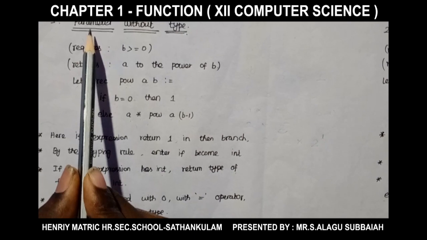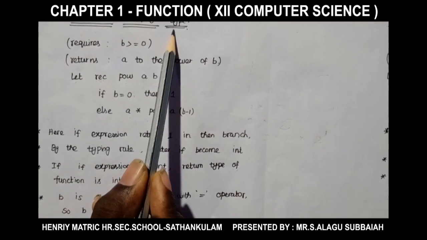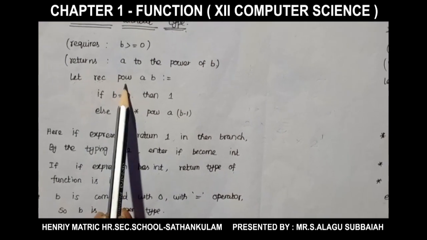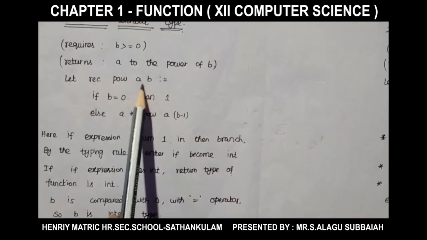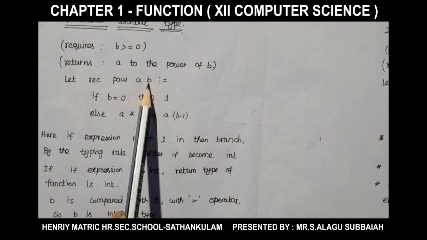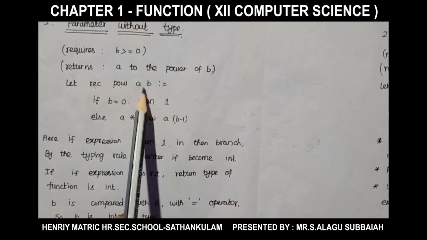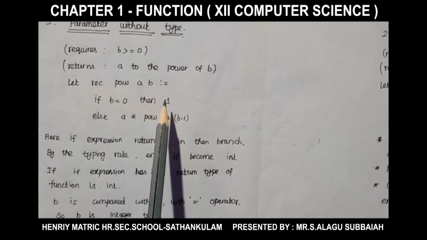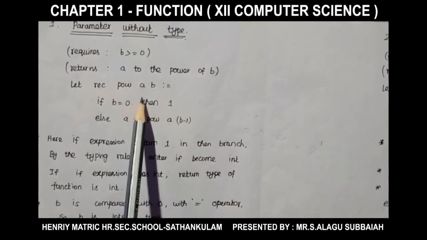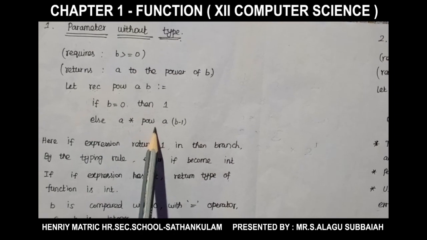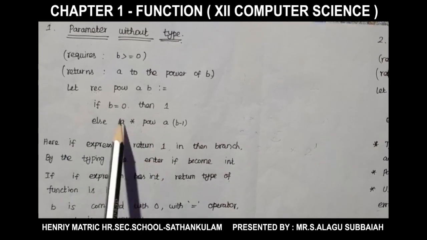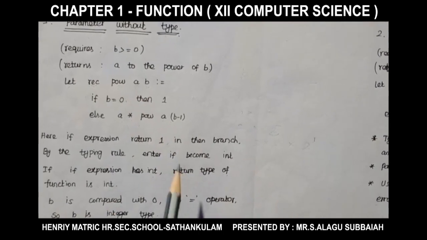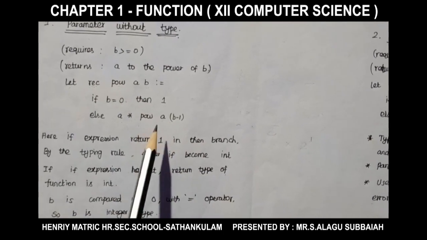Let's see parameter without type. Here I have given one power function with two arguments, a and b. Here I did not mention the data type for a and b, whether the values may be integer or float. In the final stage of the program we can know the type of a and b, whether it is integer or float.